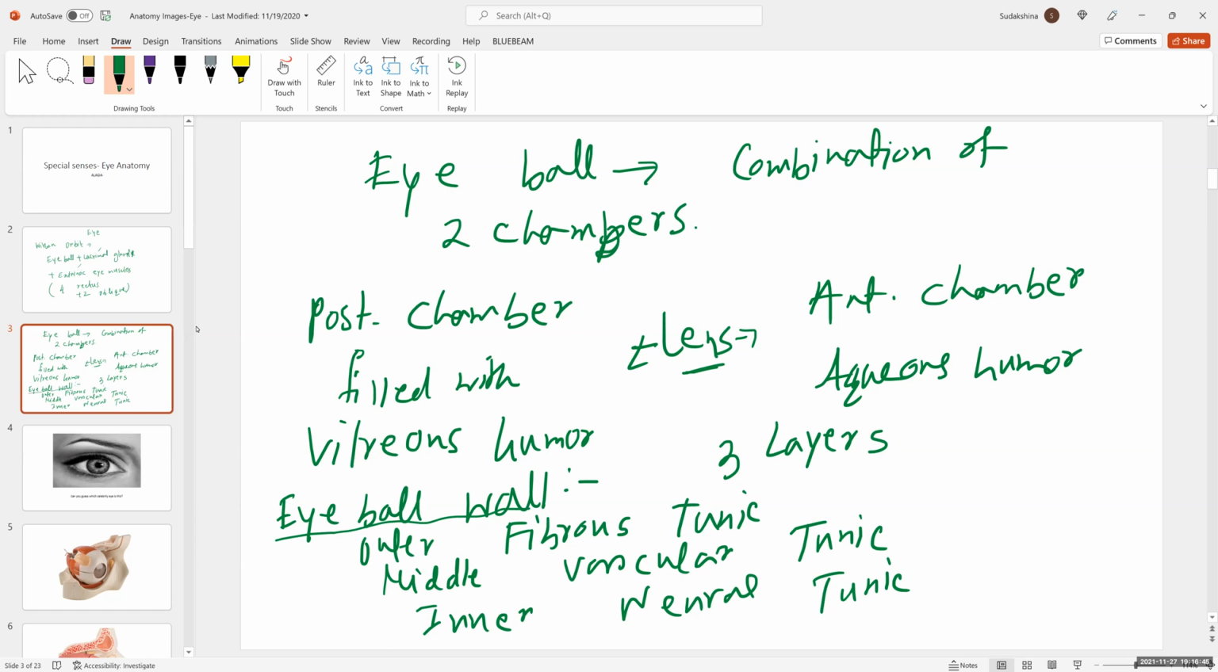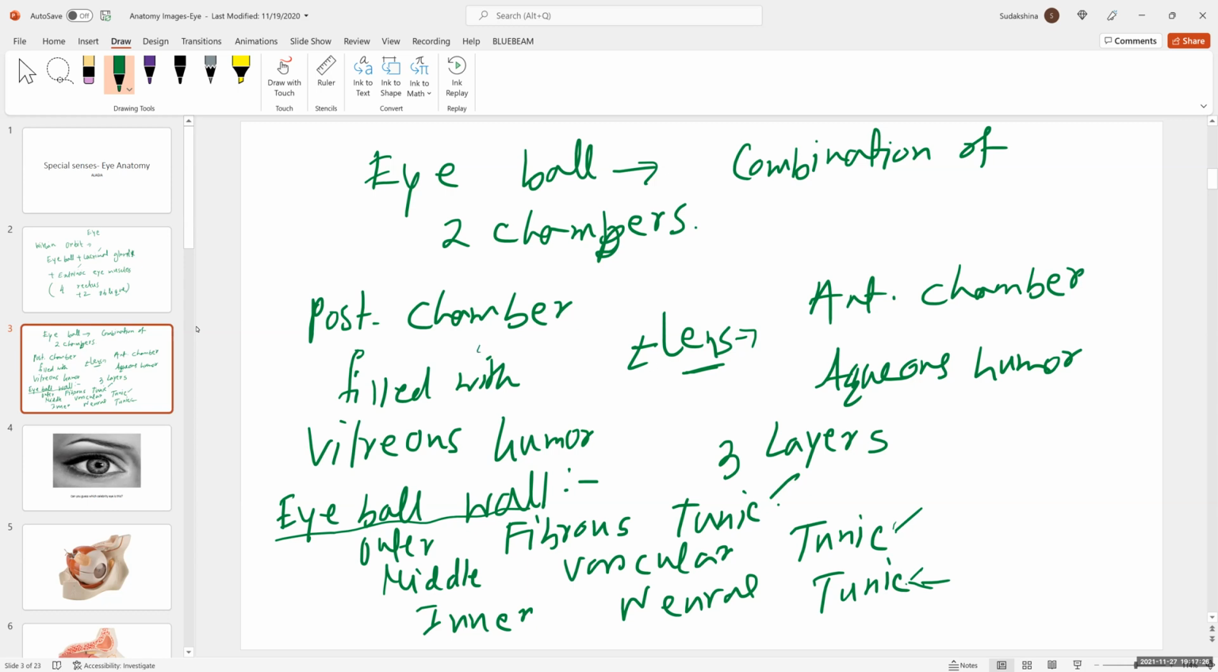Now the fibrous tunic has different parts. The vascular tunic has different parts. The neural tunic has different parts. In association with one another or separately, these three layers give rise to other structures that we'll be studying, like the iris, the ciliary body, the ora serrata, the macula lutea, the fovea, and the cornea. These are part of either the fibrous tunic, the vascular tunic, or the neural tunic. Some are a combination of two.